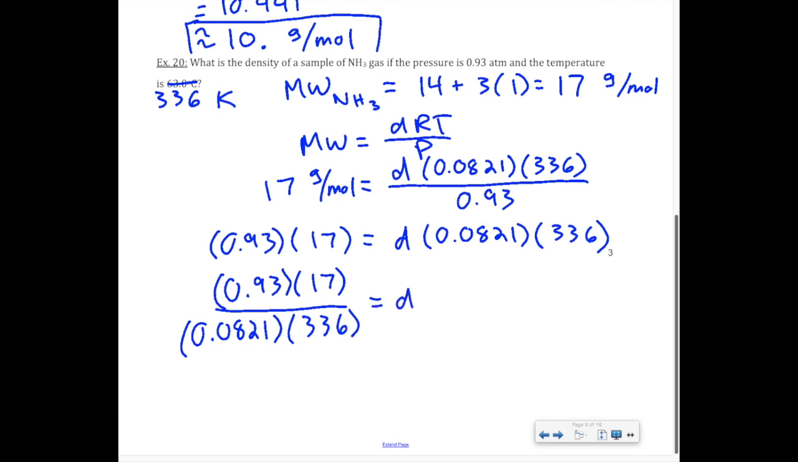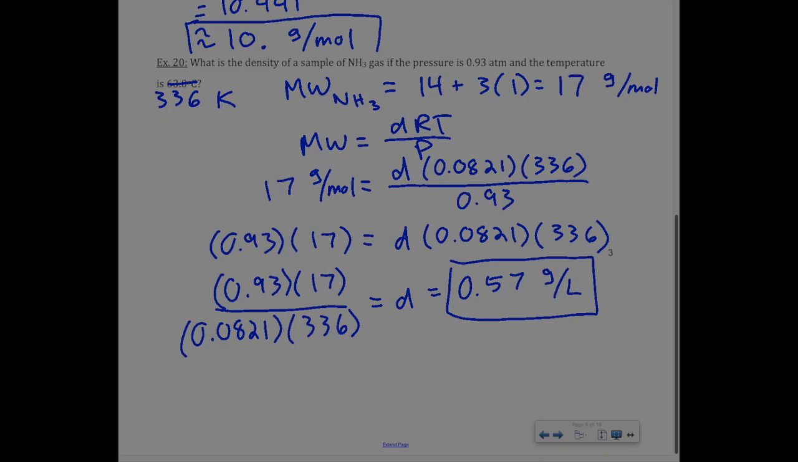Okay, and I've got that there, and what I have to do is type it all in the calculator, and I get 0.57 grams per liter, and that's always going to be my unit for density.